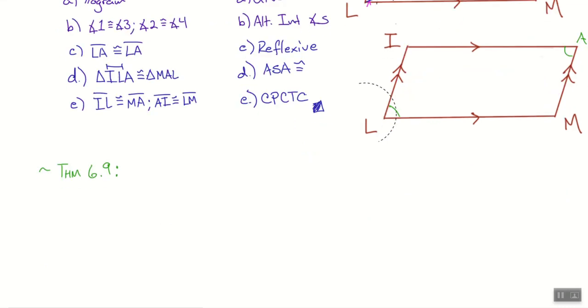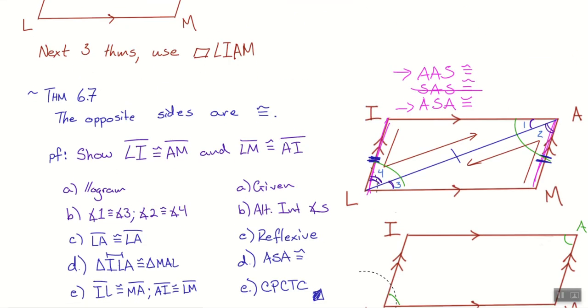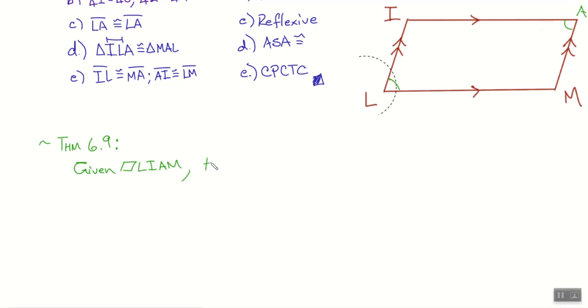Given a parallelogram, and just so we don't lose it, you don't have to write it because we already wrote it, but given parallelogram, and we'll just name it Liam because that's the one that we've been working with. I just don't want you to lose track of it. Given that parallelogram, then opposite angles are congruent. And this will happen for every single parallelogram.